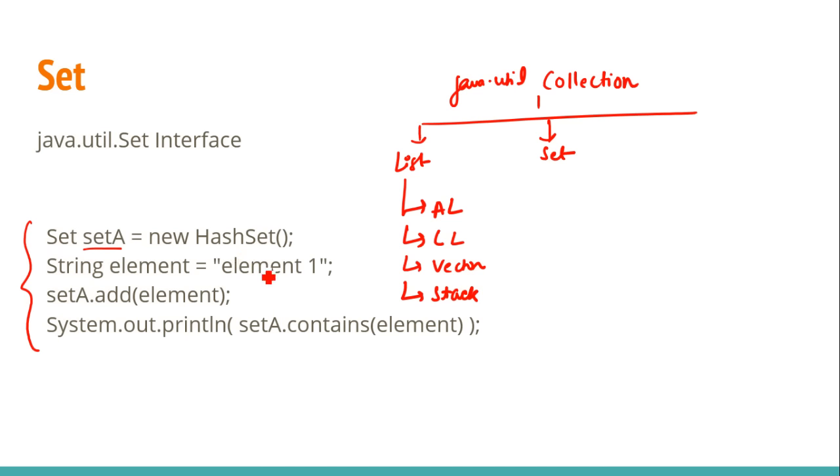We are creating a hash set basically, and we add one element, that is element 1, created one string element, added it to the set using the add function, and finally we are printing out whether the element is present in the set or not. So what the contains function is doing is checking whether this particular element is present in set A or not. All right, fairly simple implementation so far.